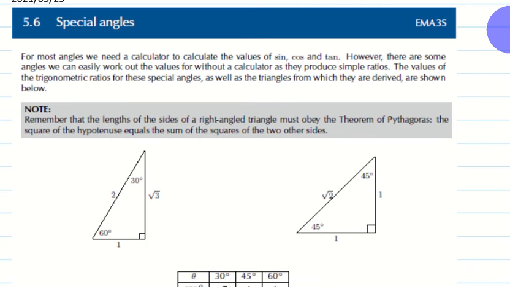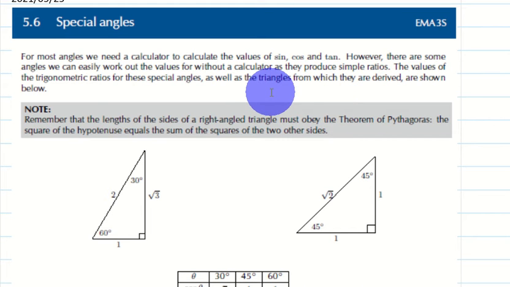We're looking today at special angles, and by now you have copied the following notes. It says that for most angles we need a calculator to calculate the values of sin, cos and tan. However, there are some angles that we can easily work out the values for without a calculator, as they produce simple ratios. The values of the trigonometry ratios for these special angles, and we call them special angles, as well as the triangles from which they are derived, are shown below.